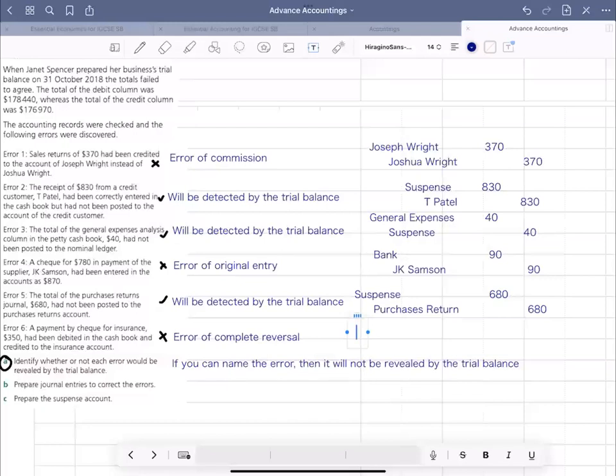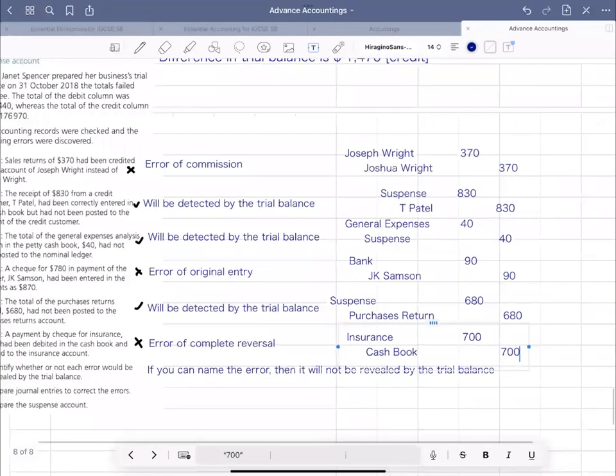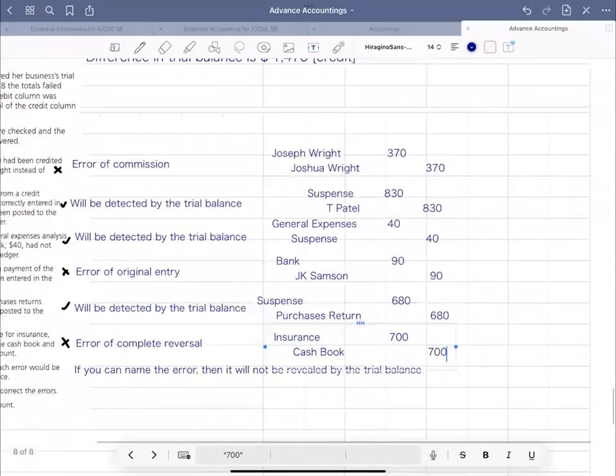So I need to debit my insurance 700, and I also need to credit my cash book 700. I don't need to write it twice, okay? I don't need to write 350, 350 because the total is 700 here. So as you can see, there will be only a few errors that will affect the suspense account.